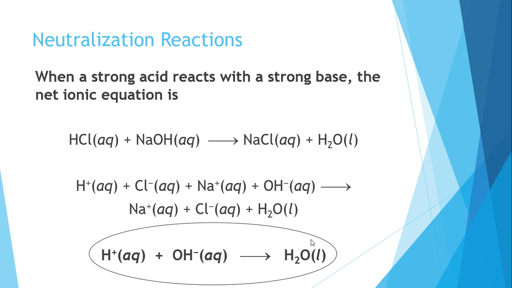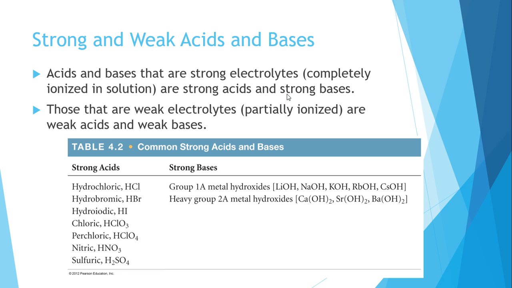I just want to bring this picture up, and we're going to see this happen. Whenever a strong acid reacts with a strong base, the net ionic equation is always going to be the same, which is hydrogen plus hydroxide yields water. So if you ever see strong acid, strong base, this is automatically going to be the equation. We're going to see that in one of the examples coming up.